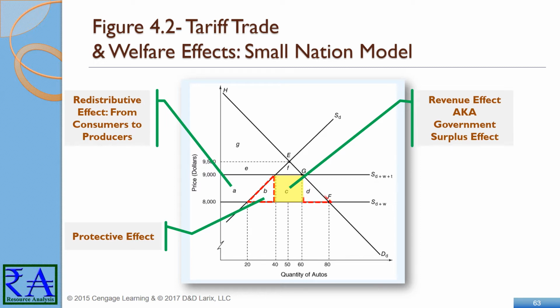Opposing the protective effect area is the consumption effect, Area D. On the chart, this region shows us how purchases of automobiles domestically are reduced from 80 to 60 units, and costs are increased by $1,000 each. We can consider this as an artificial modification to consumer free choice imposed in the form of a trade tariff.